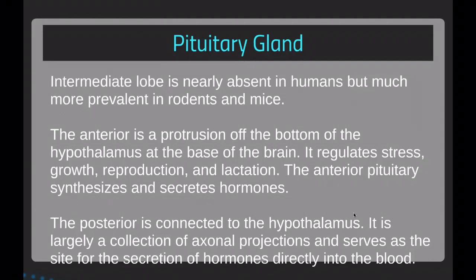In all animals, the anterior pituitary is distinct from the posterior pituitary, which is an extension of the hypothalamus. The anterior pituitary is a protrusion off the bottom of the hypothalamus at the base of the brain. It is a lobe of the gland that regulates several physiological processes, including stress, growth, reproduction, and lactation. The anterior pituitary synthesizes and secretes hormones.